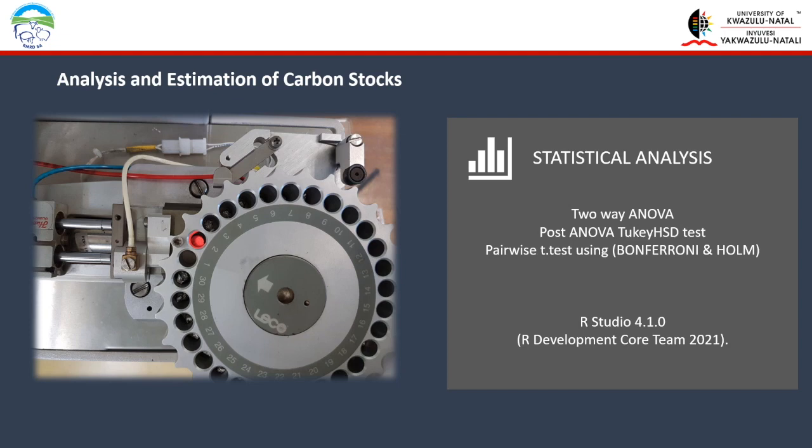Two-way ANOVA was used to describe the data. Following this, an overall comparison of differences was tested using a post-ANOVA Tukey HSD test. Probability values were adjusted in a pairwise t-test using the Bonferroni correction and Holm adjustments. All assumptions were satisfied.